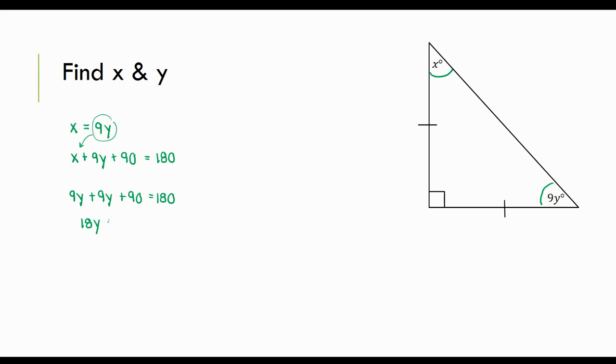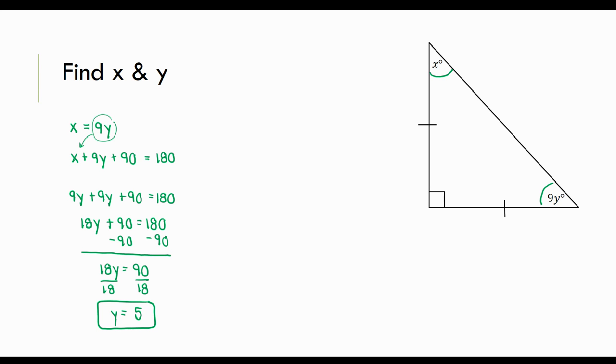So combine like terms, that's 18y plus 90 equals 180. I'm going to subtract the 90 from both sides. That gives me 18y equals 90. And so 90 gets divided by 18. And so I have half of my answer, y equals 5.